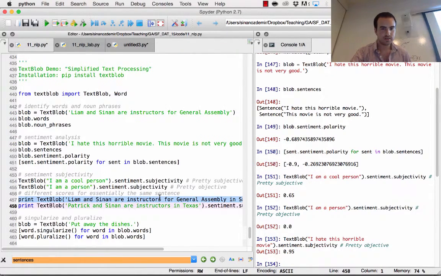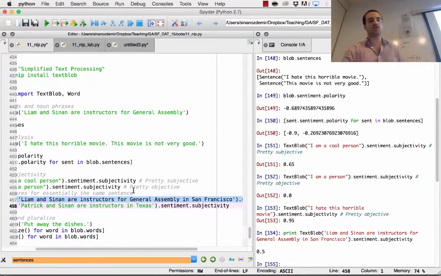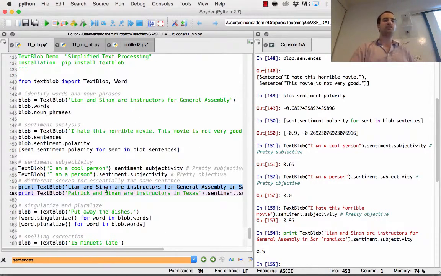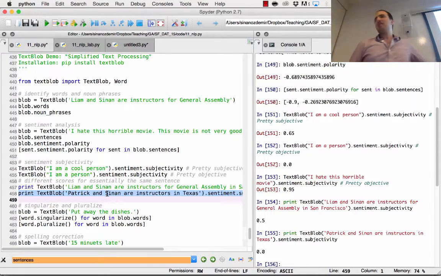So here, I have two sentences. Liam and Sinan are instructors for General Assembly in San Francisco with a subjectivity of 0.5, which, again, I'm just showing you the limitations. It's not perfect. Sinan and Liam are instructors for General Assembly in San Francisco is not a subjective statement at all. It's very objective. It's just stating a fact. Patrick and Sinan are instructors in Texas has a subjectivity of 0. So the mere presence of for General Assembly makes it think that it's a subjective statement. Because if I say for General Assembly, it's like, well, that could be an opinion. I mean, we all know it's not an opinion, but it doesn't know the difference.